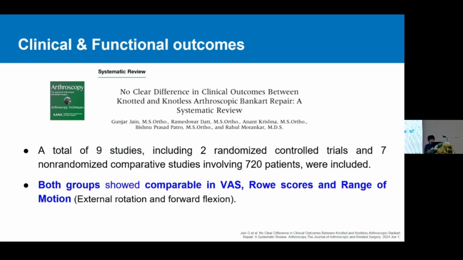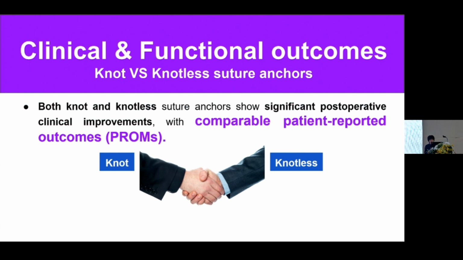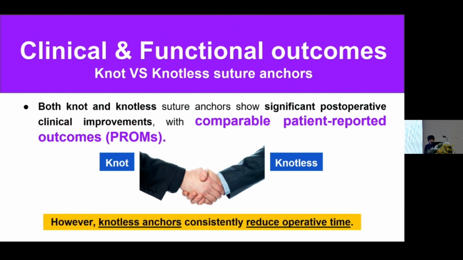And the systematic review published in the Journal of Arthroscopy last year, a total of 9 studies involving more than 700 patients, also found that both knot and knotless suture anchors are comparable in visual analog scale, Rowe scores, and range of motion in external rotation and forward flexion. So for the clinical and functional outcomes, both knot and knotless suture anchors show significant post-operative clinical improvements with comparable patient-reported outcome measurements. However, the knotless suture anchors can reduce the operative time significantly.